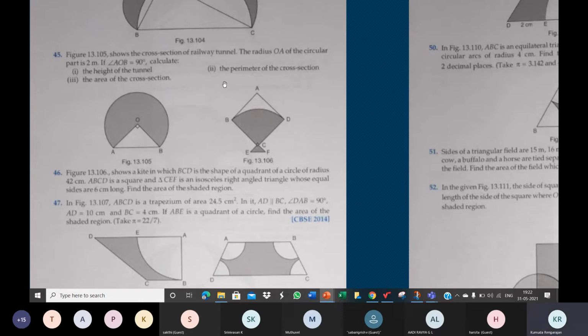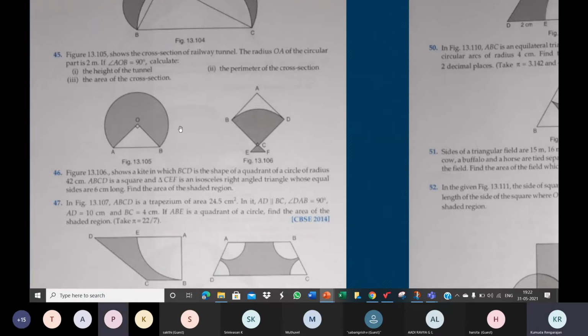Somebody tell me, what is the expression to find the perimeter of the cross section? We have taken a point C here, marked on the arc. Now tell me, how do you find the perimeter of the cross section? Quickly.